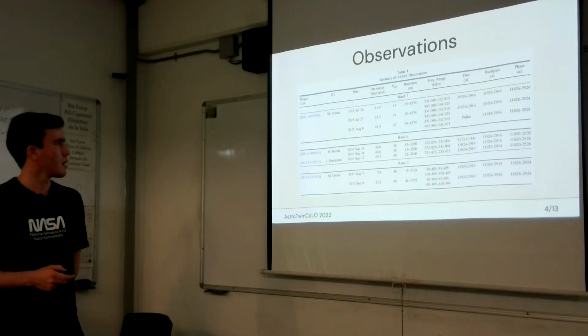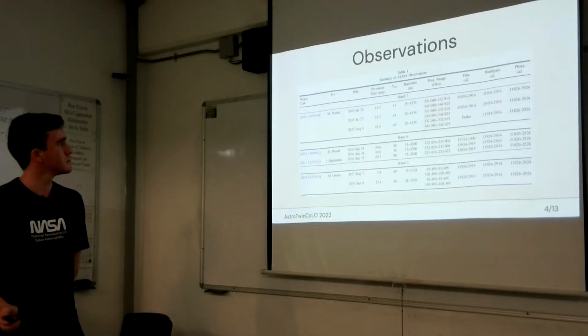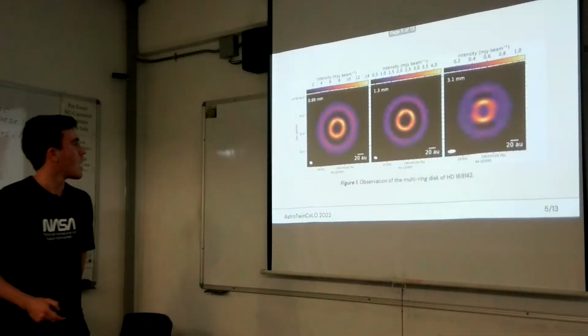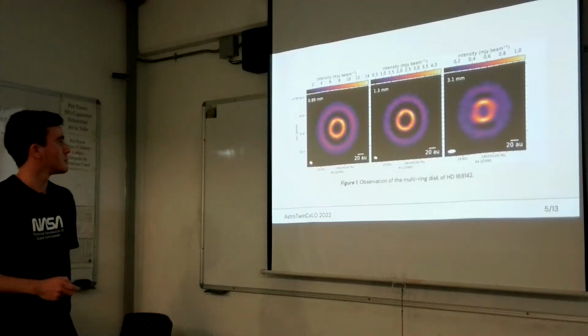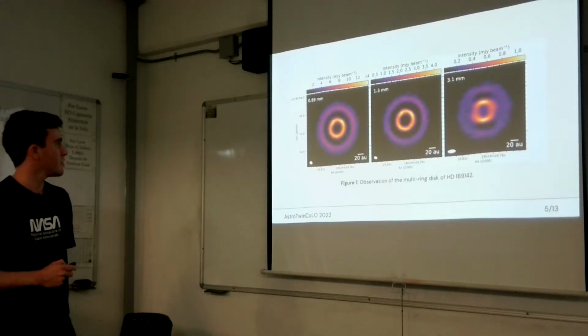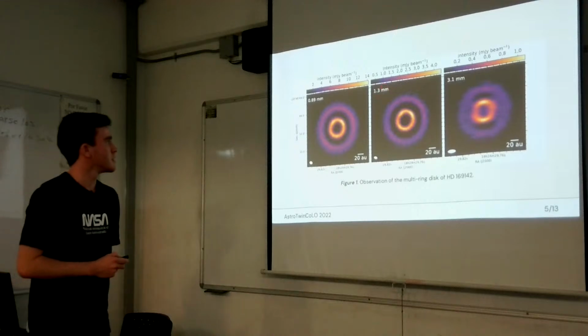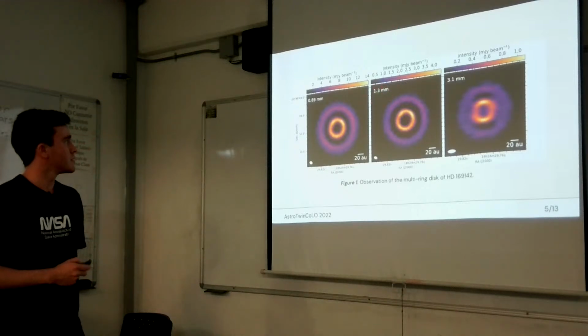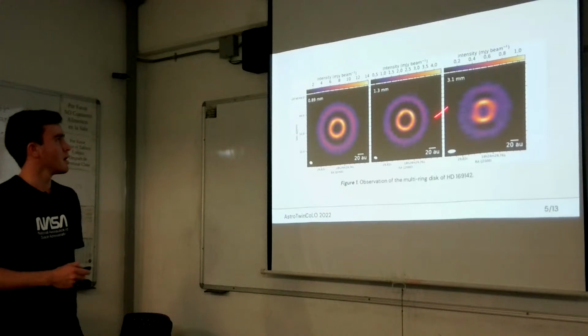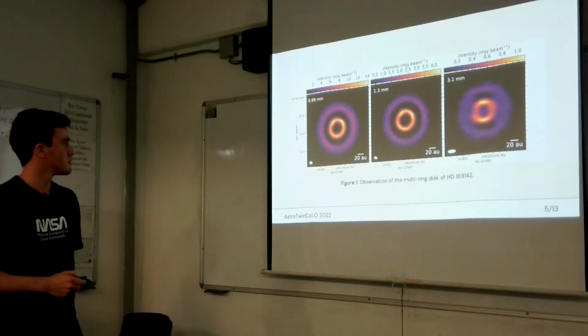In the paper, the observations use band 7, band 6, and band 3. These figures are the continuum observations: the first at 0.89 millimeters, the second at 1.2 millimeters, and the third at 3.1 millimeters.